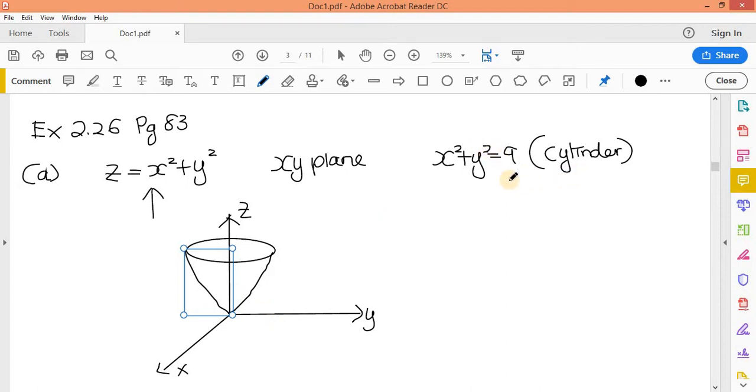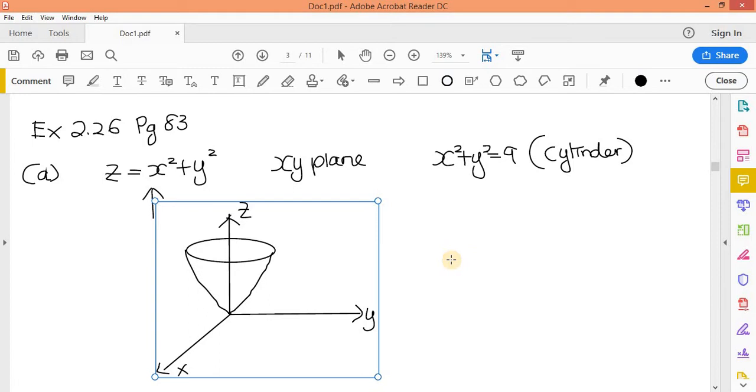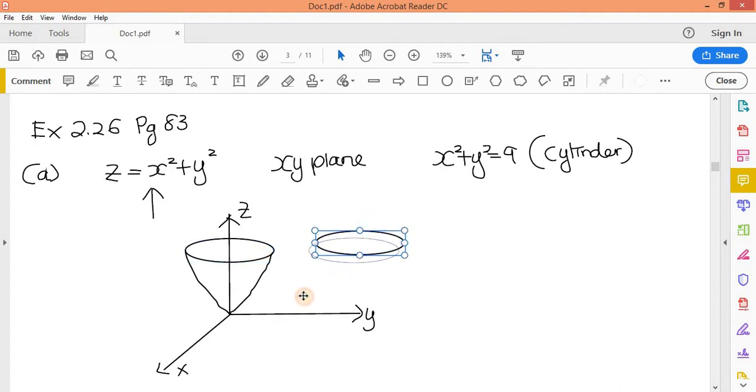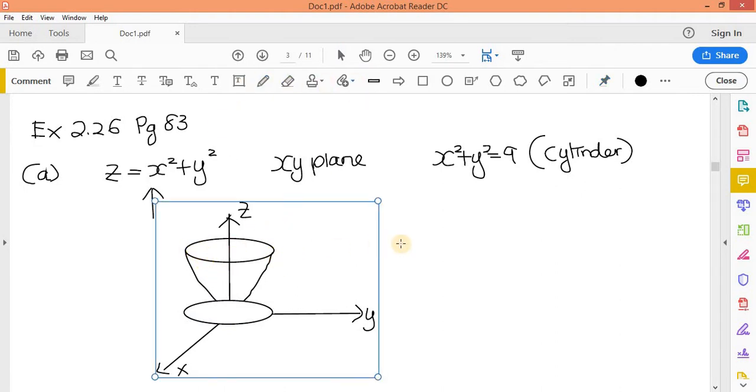So the cylinder will have a radius. So we have to draw a cylinder. I would like to draw a cylinder, so this one will be the cylinder. So you will have a cylinder here, with straight lines here.